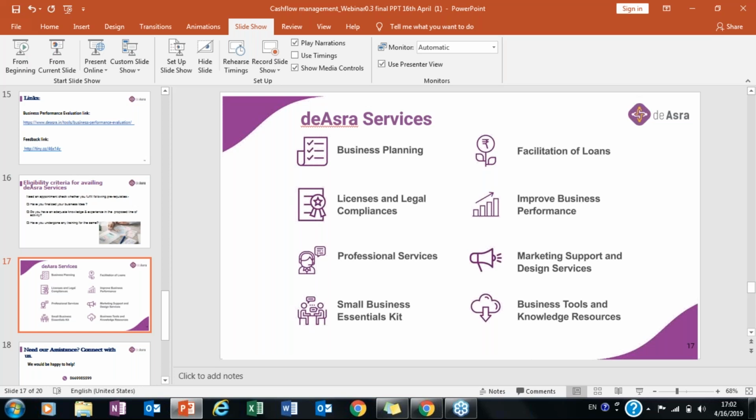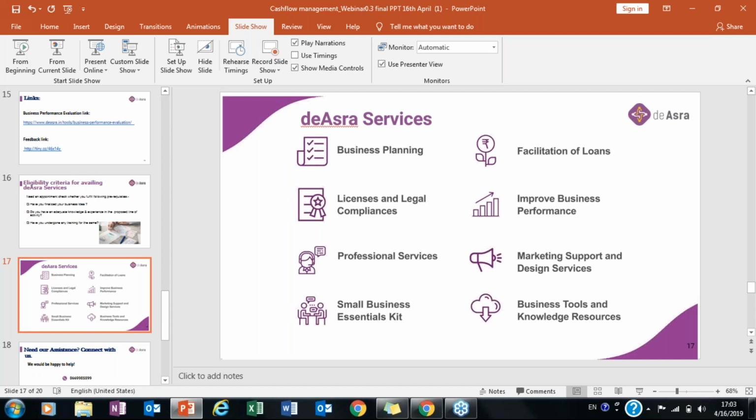Improve business performance. As you saw in the cash flow management, once we do the cash flow management, we understand our red areas or red marks where the business is lacking. Once we identify these problems, the Astra Foundation will also help you to improve the business performance. We will give you strategies based upon your business activity. We'll give you access to a mentor panel. You can consult them and take guidance from them, which will help you to improve the performance of the business.